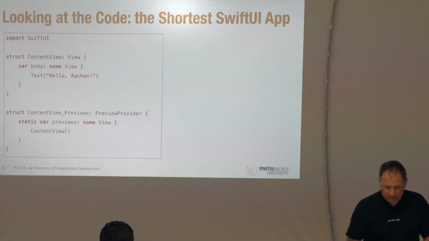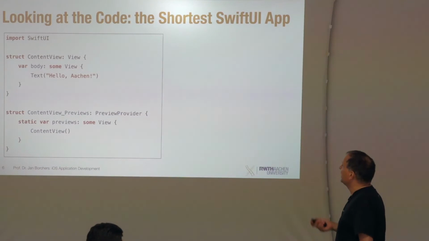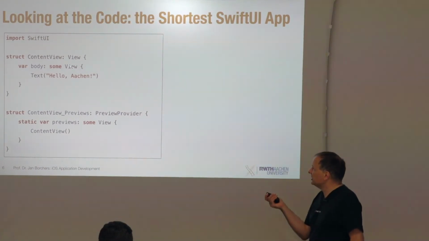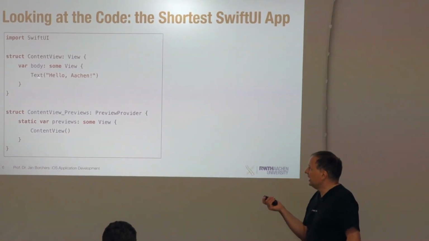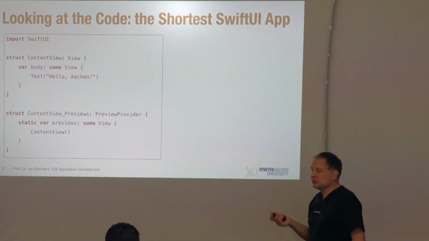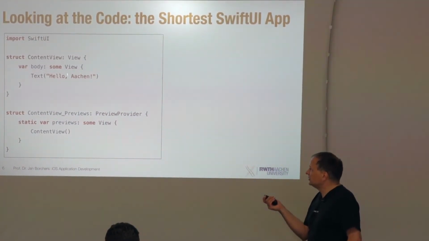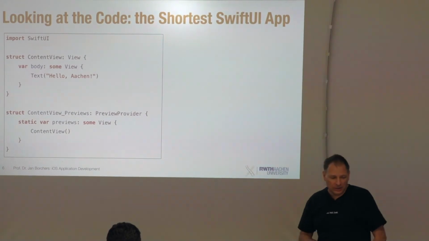All right, so that's the shortest SwiftUI app. Isn't this elegant? Right? It's just, basically, I have to create a view, and it has a body variable. It's a computed property, and that needs to basically return some view, and I'm done.